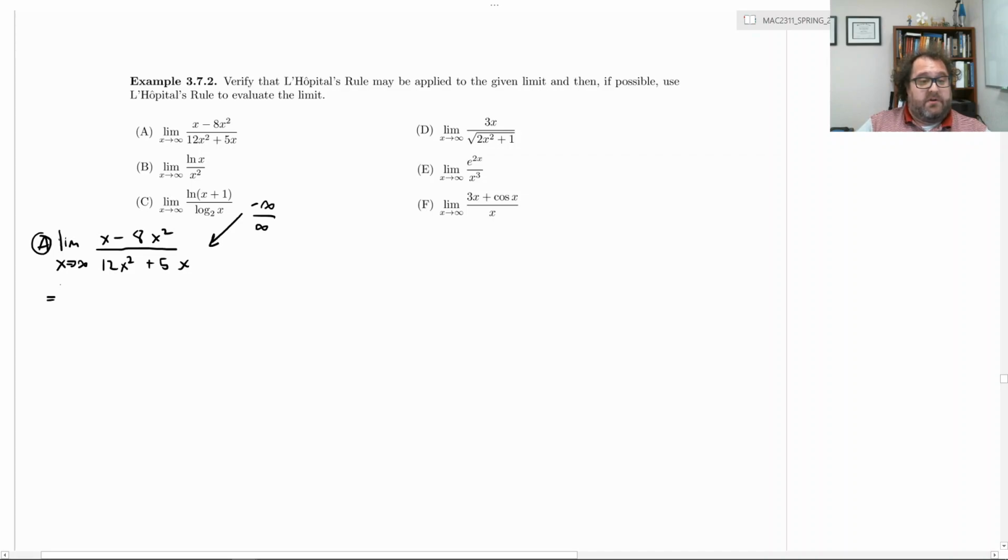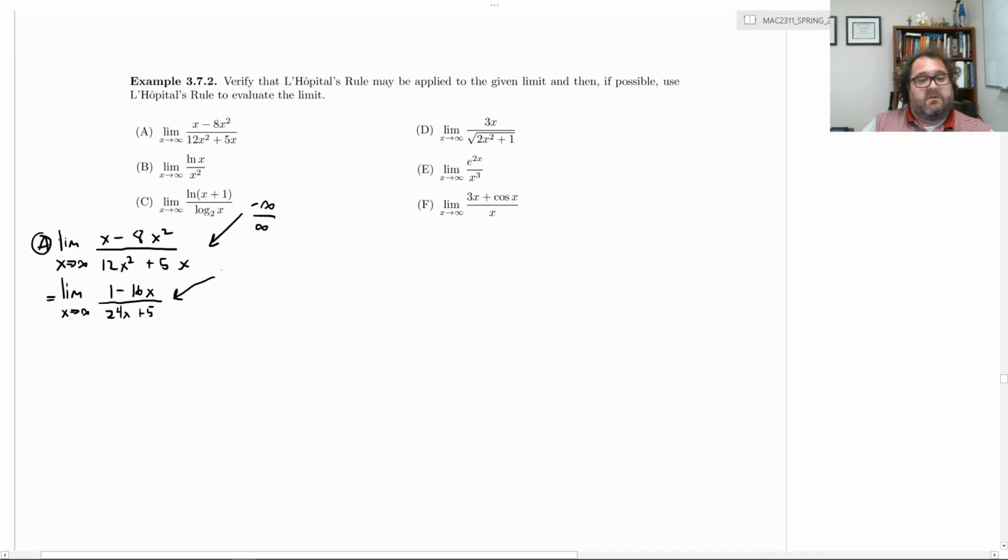So what does L'Hopital's rule say to do? It says you can take the derivative of the numerator and denominator individually. So no quotient rule, just take the derivatives individually. So that's going to be 1 minus 16x. And then the denominator will be what? 24x plus 5. And if the limit of the new function exists, it's going to be equal to the limit of the old function. Okay? But here's the problem.